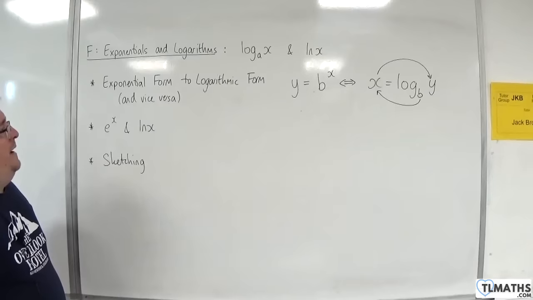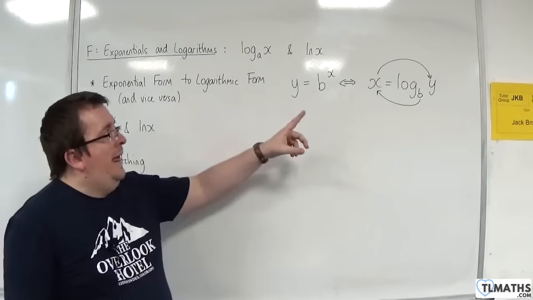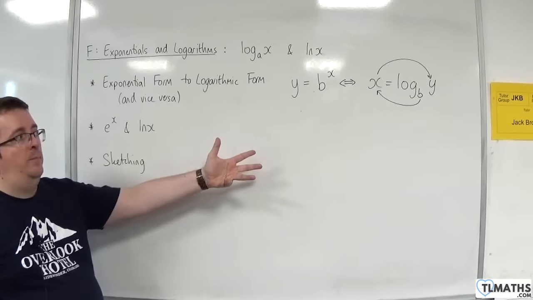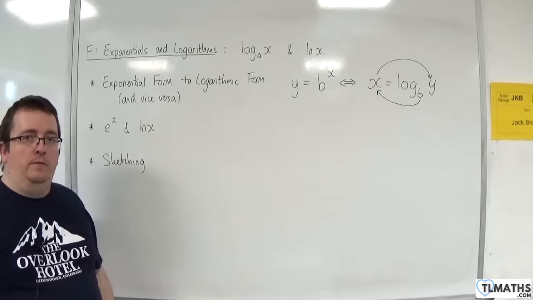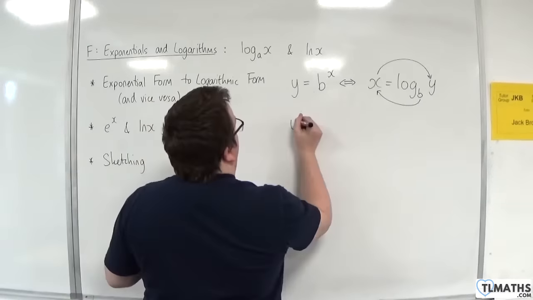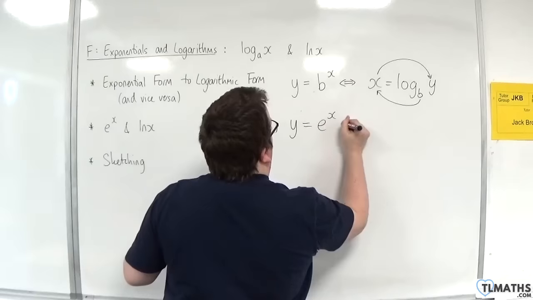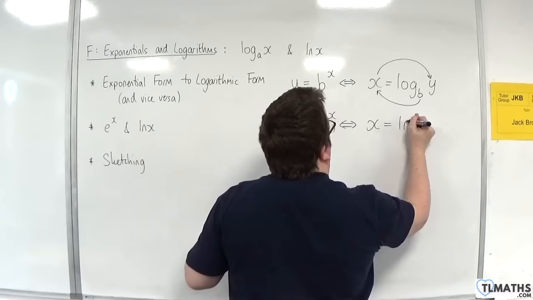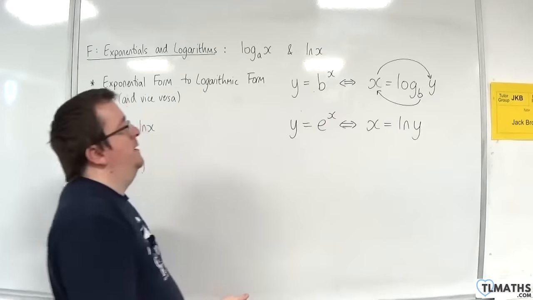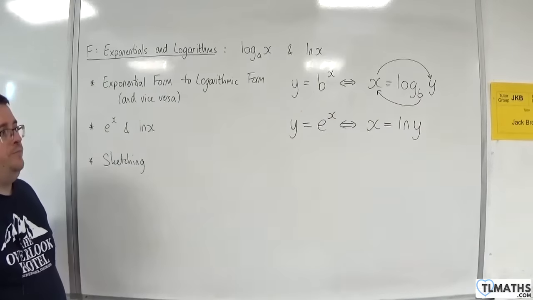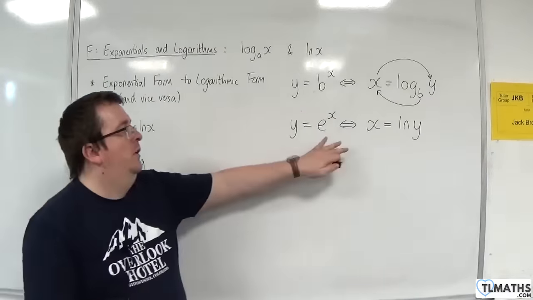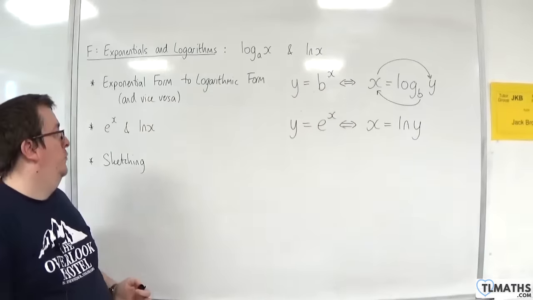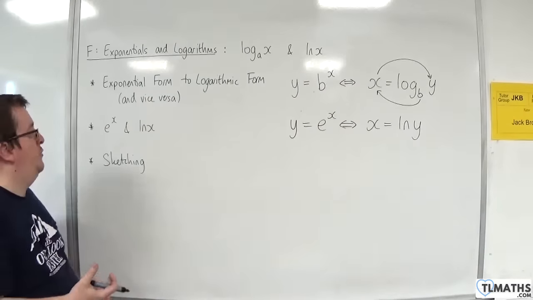Okay. Now, ln is the special case of log base b when the base is e. So y is equal to e to the x converts to x is equal to natural log of y. Okay. So that means the same thing as that, but now the base is e. So we need to use ln to represent the natural log.